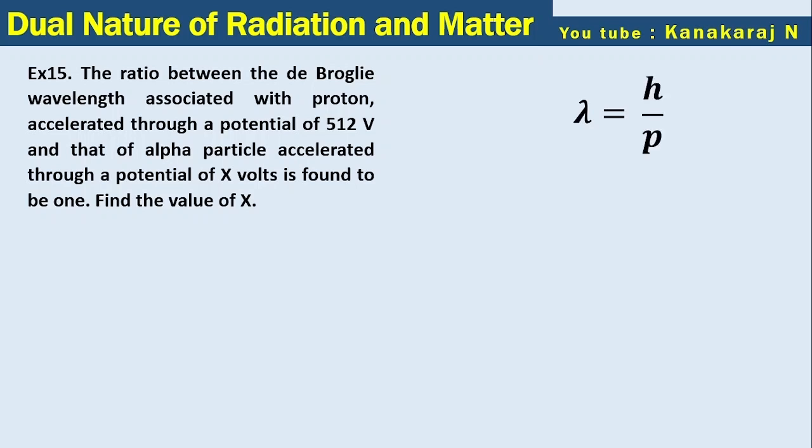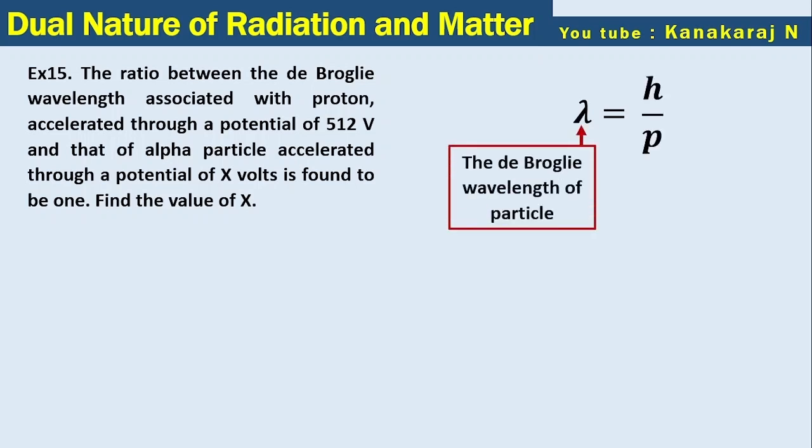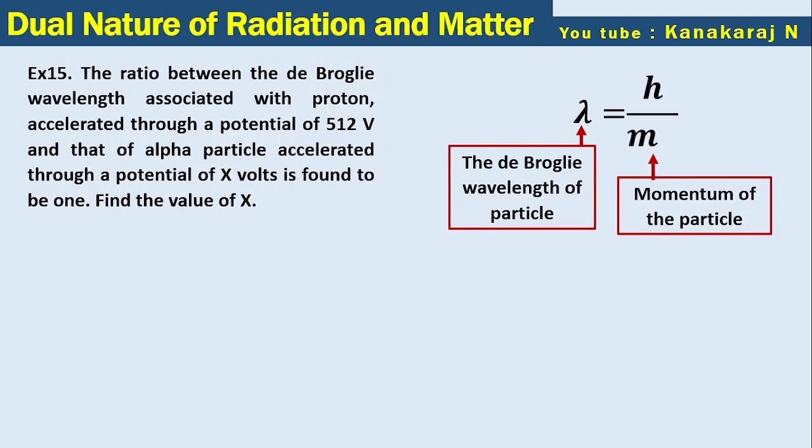Lambda equals h upon p, where lambda is the de Broglie wavelength of the particle and p is the momentum of the particle. Let us write momentum as m times v. Let us write v in terms of kinetic energy of the particle. So, we get half mv square equals k. From here we find v equals square root of 2k upon m.